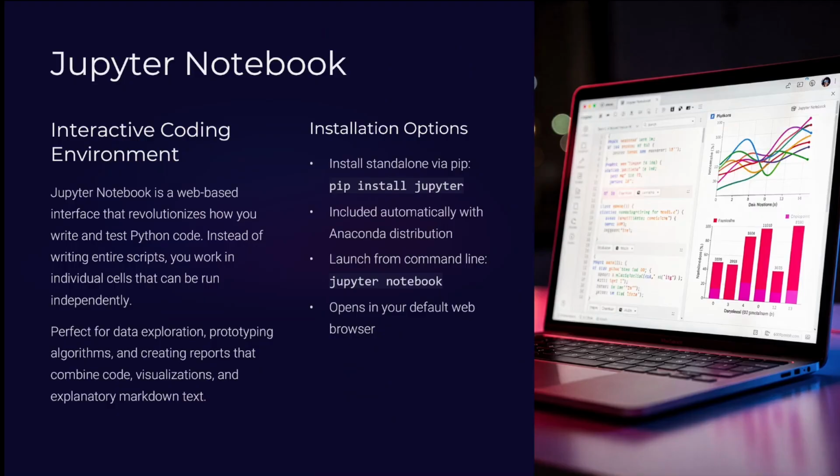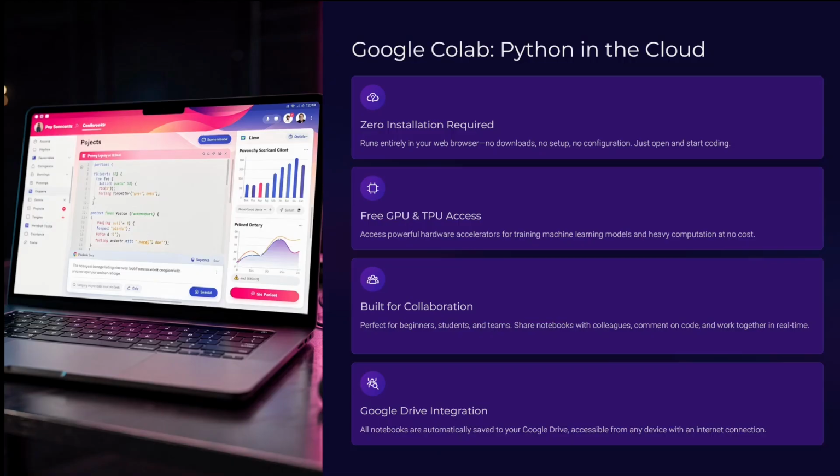Third one is Jupyter Notebook. This is like a notebook where you can write code in small blocks, very easy for learning and experiments. You can get it through Anaconda. Fourth one is Google Colab. No installation needed. Just open your browser, start coding. Perfect for kids, students, and beginners.